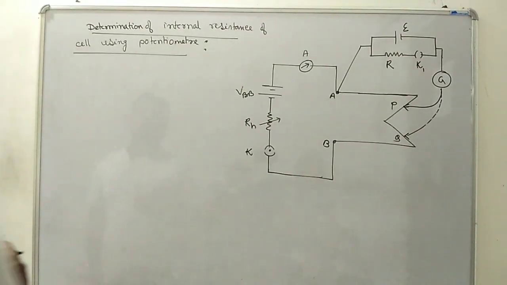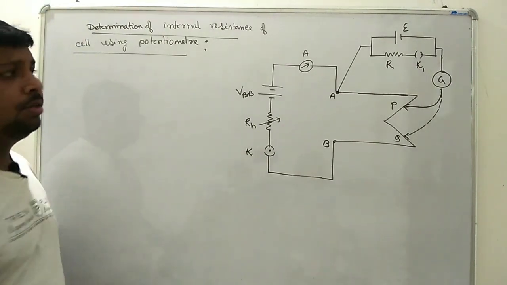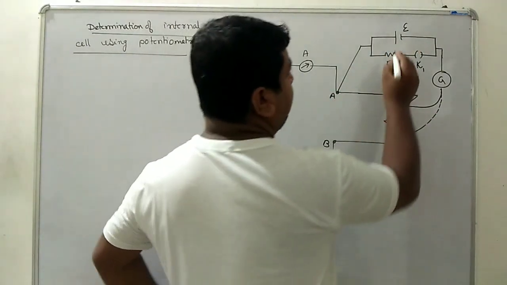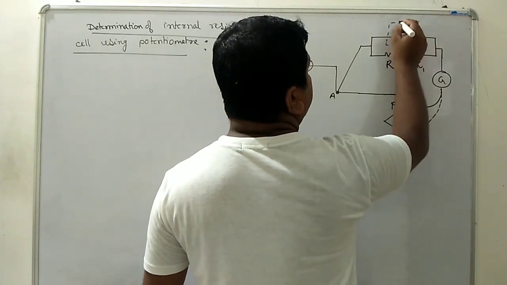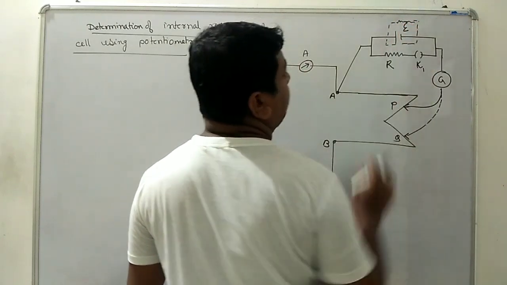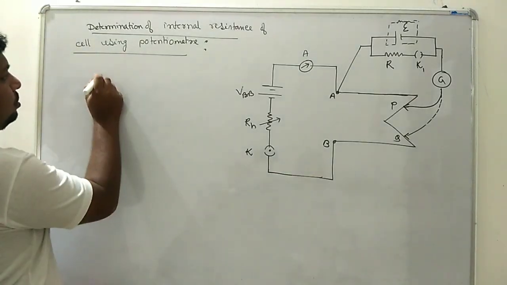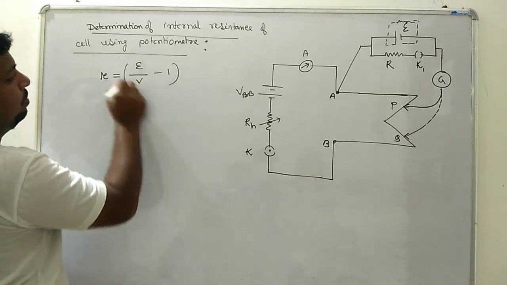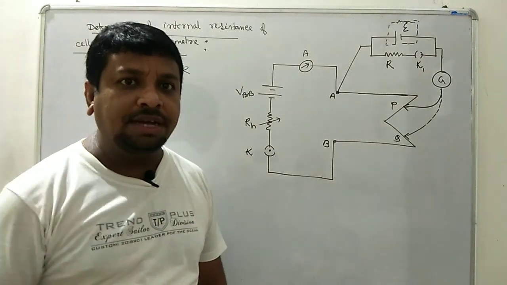So, determination of internal resistance of a cell using a potentiometer. We know that in this circuit, this cell has a definite internal resistance. The formula for internal resistance is small r equal to E by V minus 1 into capital R, where R is the current supplied by the cell.